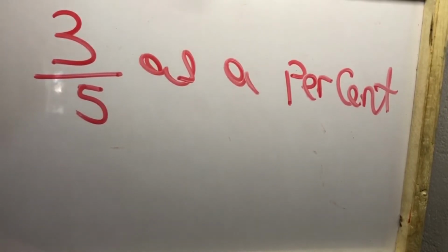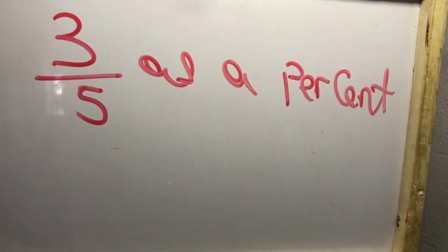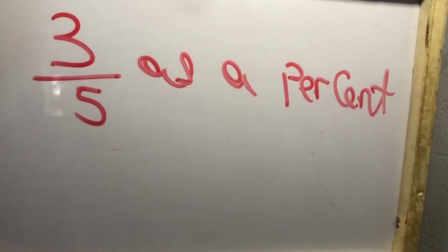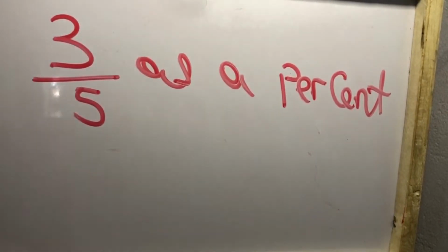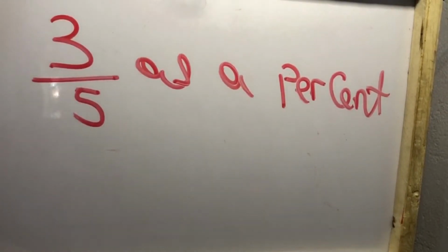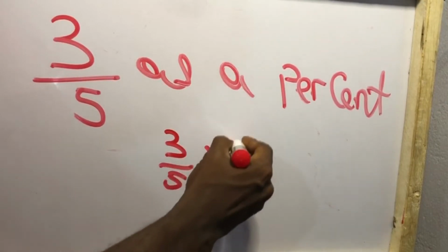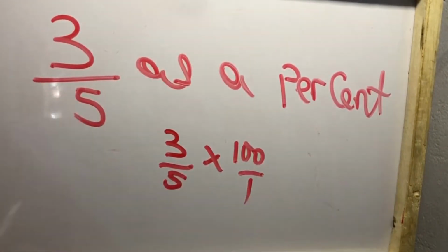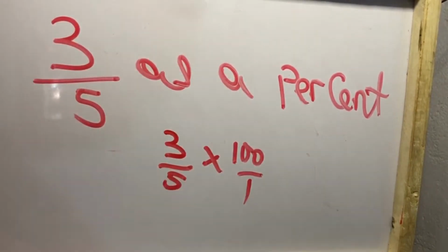Today we just want to look at this simple question, which is 3 over 5 as a percent. Now, percent simply means you are multiplying the fraction by 100 over 1. So what you are going to do there is to write 3 over 5 times 100 over 1. So you are making this 3 over 5 a percent by doing so.